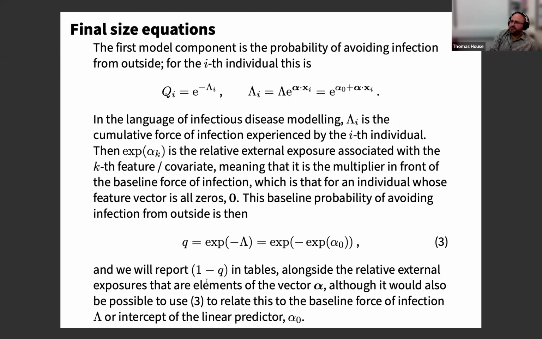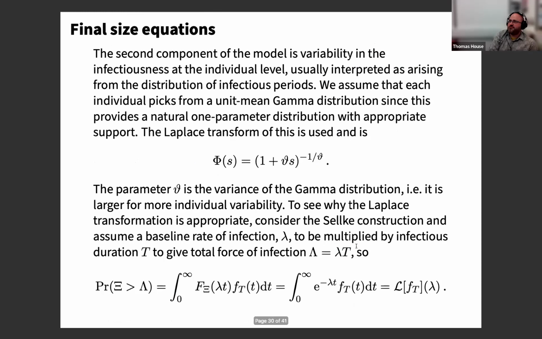So the 3 bits of this are, firstly, there's a QI, that's your probability of avoiding infection from outside. And I assume that that's given by this kind of Gumbel or double exponential distribution, where the force of infection acting on you from outside is some force of infection everyone experiences, plus something that depends on your characteristics, like your age and so on. And then this is the baseline probability of avoiding infection from outside, which I will report in tables.